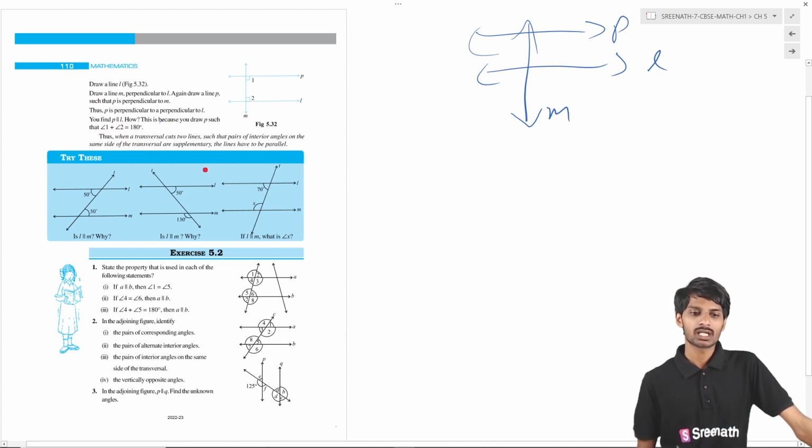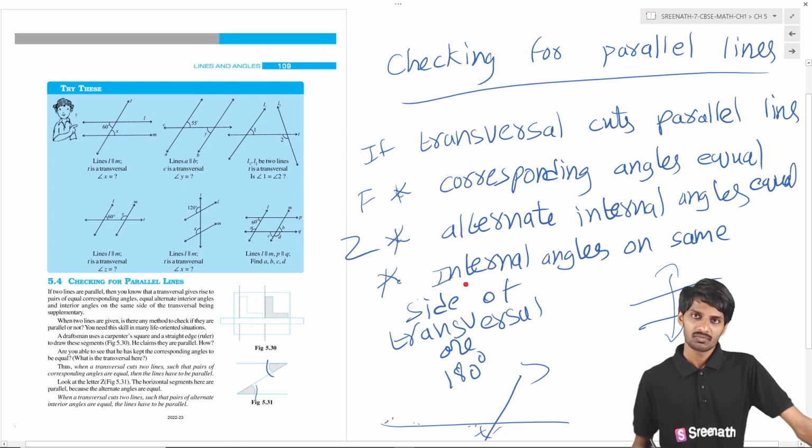So finally, what we can consider is that, friends, when a transversal cuts two lines such that the pair of interior angles on the same side of the transversal is supplementary, the two lines are parallel. This is nothing but what I have told you in the third point.